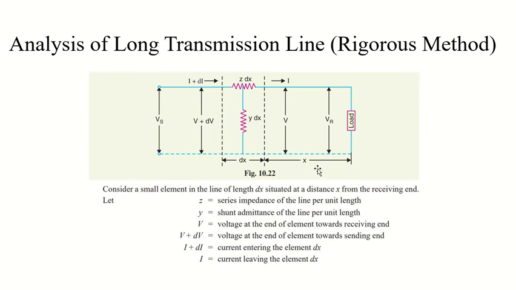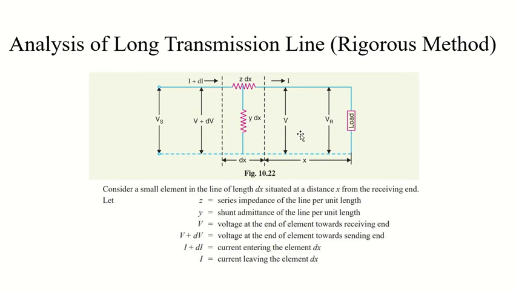So it is at the distance x from my receiving end. Here z will be the series impedance of my line per unit length, and you can see the value of z here. In the same way, y will be my shunt admittance of the line per unit length, and you can see y here.